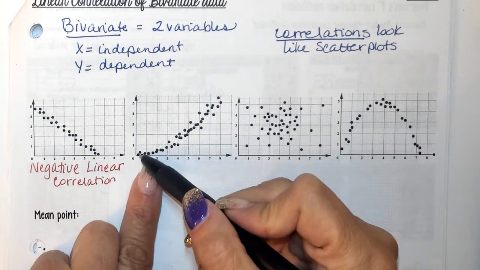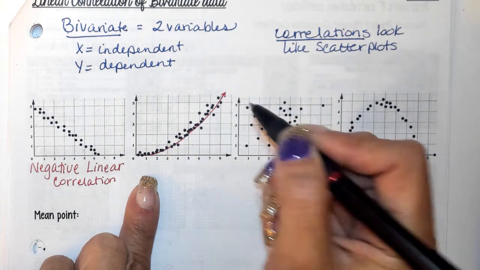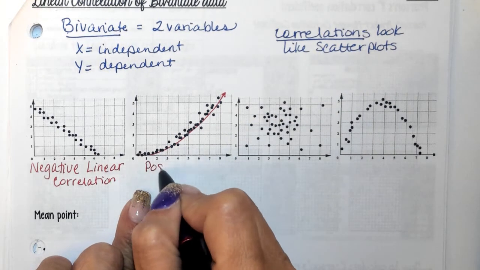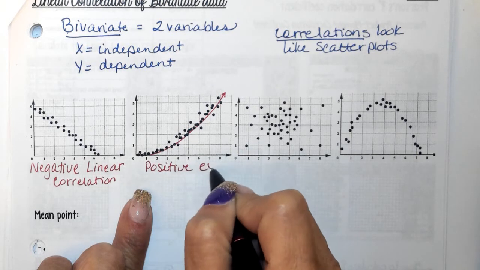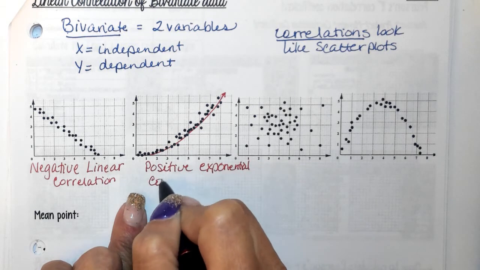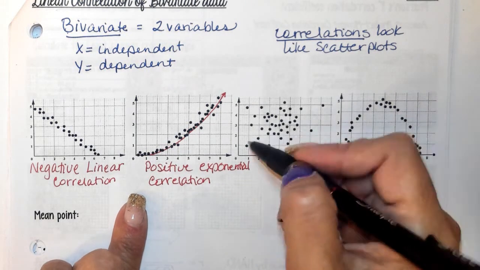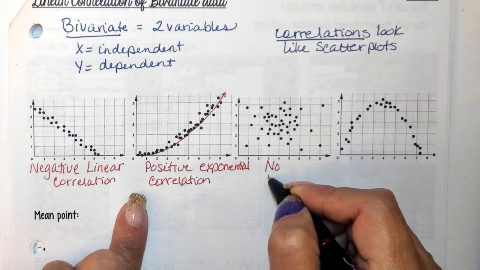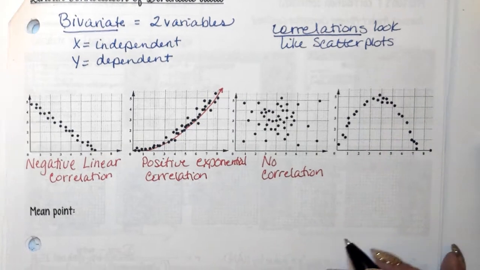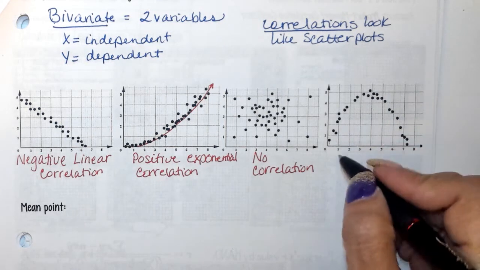When I look at this one, I notice it starts low and it begins to go up like such. I would call this a positive exponential correlation. I should write it. Exponential correlation. This one is all over the place. There's no way to figure out where it's going, so I'm going to call this no correlation at all. You're probably already looking at this one and going, oh, that's a quadratic. It's opening down, so we're going to call this one a negative quadratic correlation.